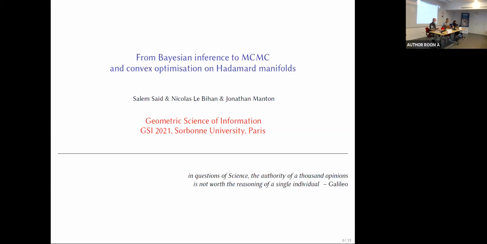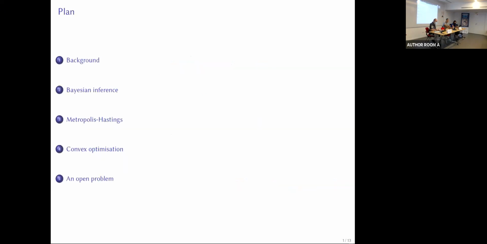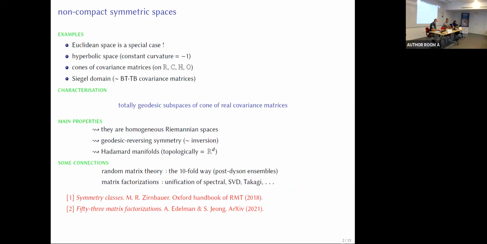Oh, so to go on, the class of Riemannian manifolds I will be considering, first of all, is the class of non-compact symmetric spaces. Of course, these include Euclidean space as a special case, and they're mostly interesting to us because they contain all the different kinds of cones of covariance matrices, real, complex, quaternion, etc., as well as block Toeplitz, all these kinds of covariance matrices. And geometrically, any one of these manifolds is a totally geodesic subspace of the cone of real covariance matrices of higher dimension.